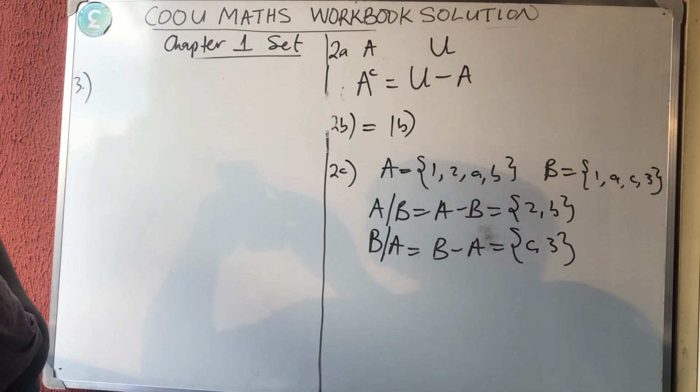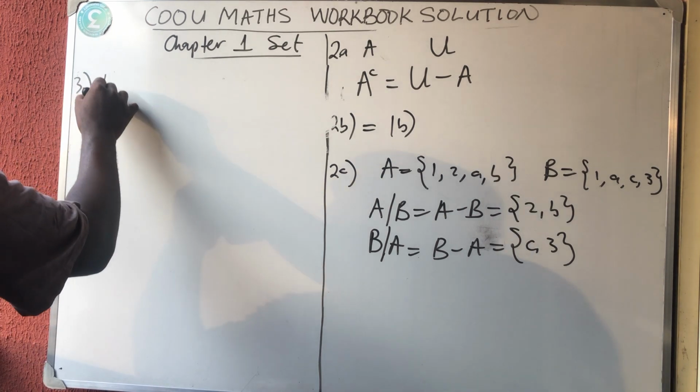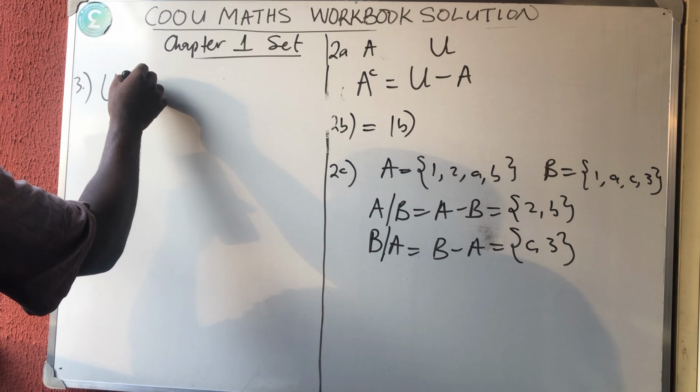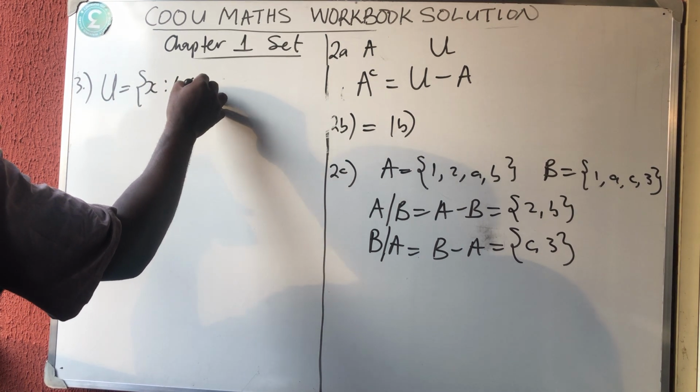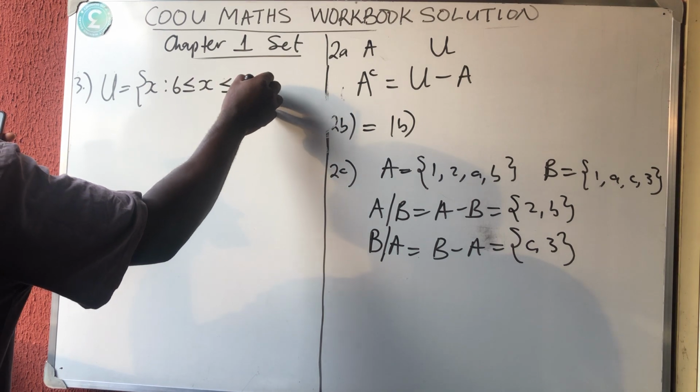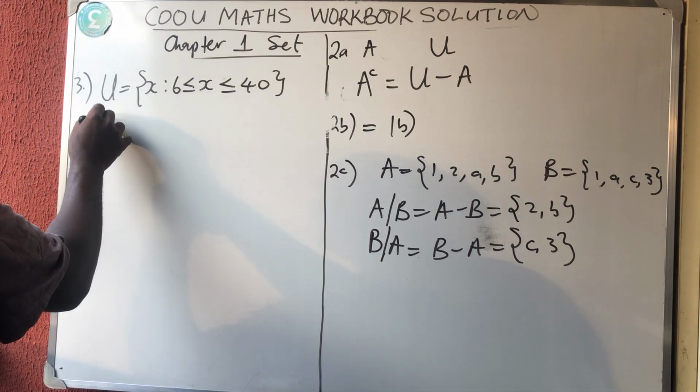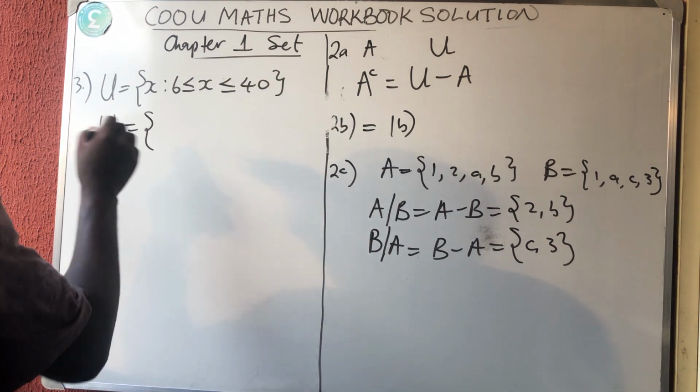Number 3 said a subset A, B and C of the universal set. They gave us that the universal set is equal to the set of X such that 6 is less than or equal to X, which is less than or equal to 40. Okay, so let's get the elements. Universal set is equal to the set of.